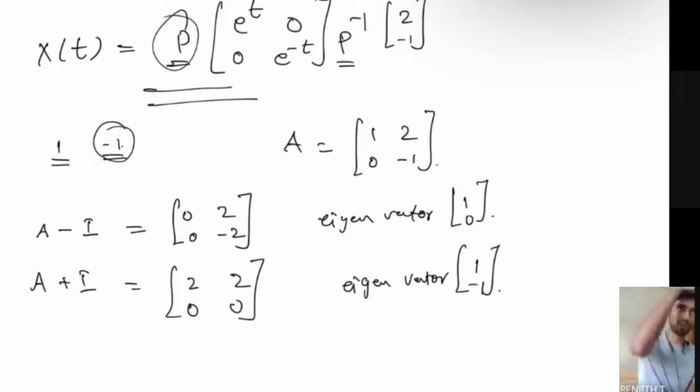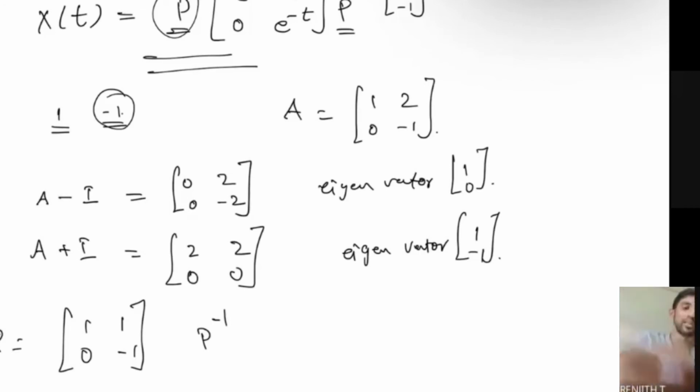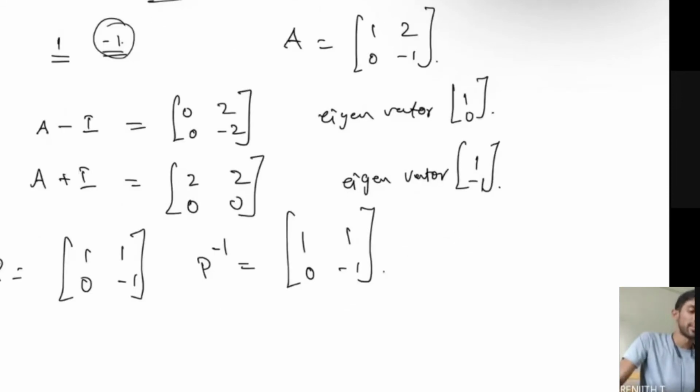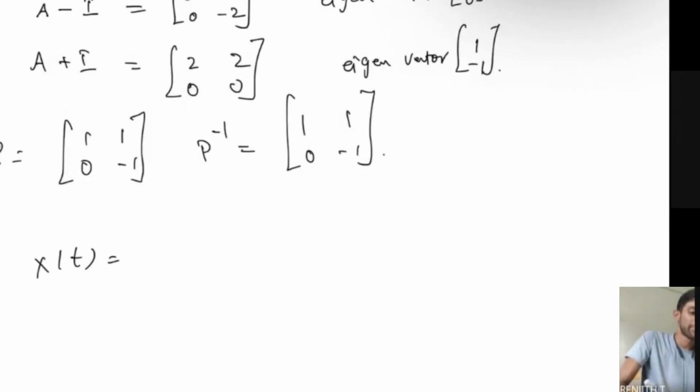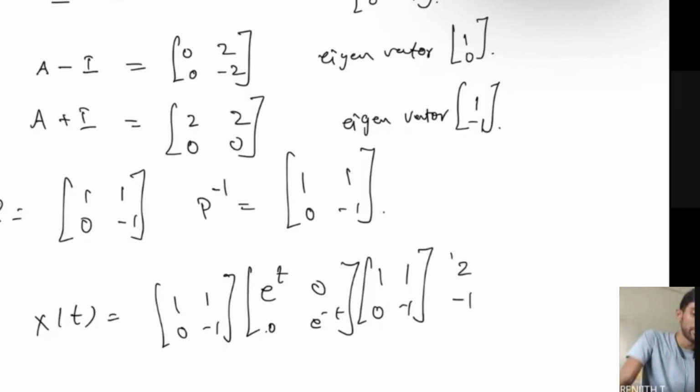Then what is P? P is the matrix whose columns are the coordinates of the eigenvectors. That is the important part here. So P is 1, 0 and 1, -1. Then you have to evaluate P inverse. I hope everybody knows how to compute P inverse. You can directly get P inverse also as 1, 1, 0, -1. Then x of t will be 1, 1, 0, -1 times e power t 0, 0, e power -t times 1, 1, 0, -1 acting on 2, -1.